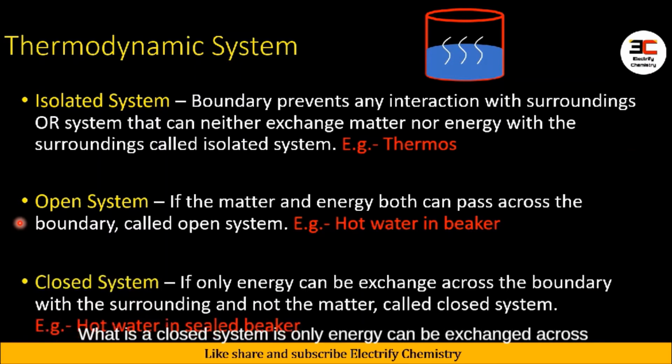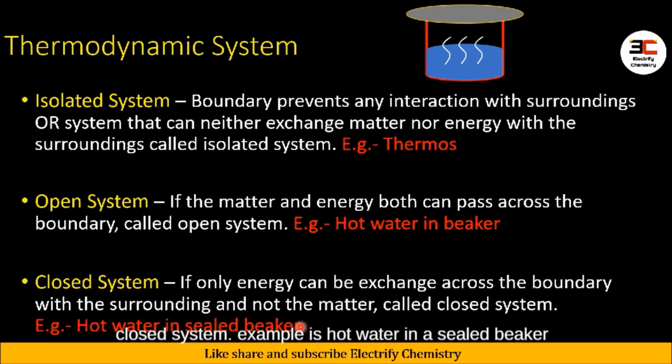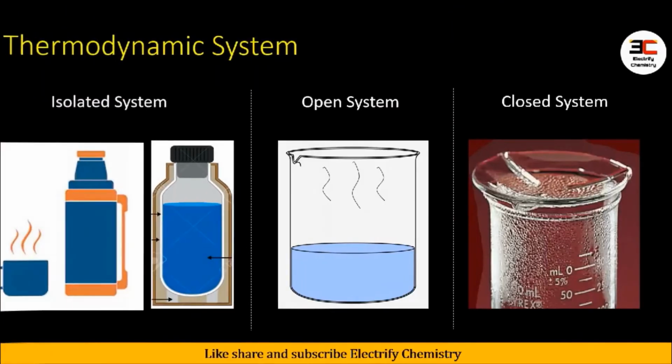What is a closed system? If only energy can be exchanged across the boundary with the surrounding and not matter, it is called a closed system. An example is hot water in a sealed beaker. As we put a lid on top of the beaker, this will be a closed system. So this is the diagrammatic representation. The first one is the isolated system, the second one is the open system, the third one is the closed system.